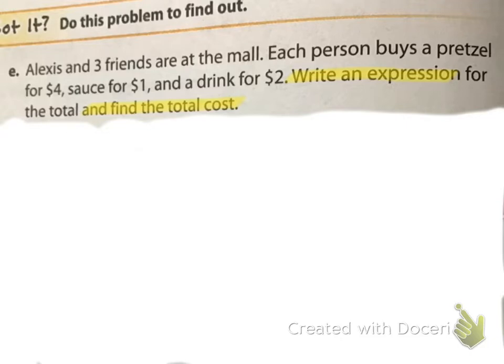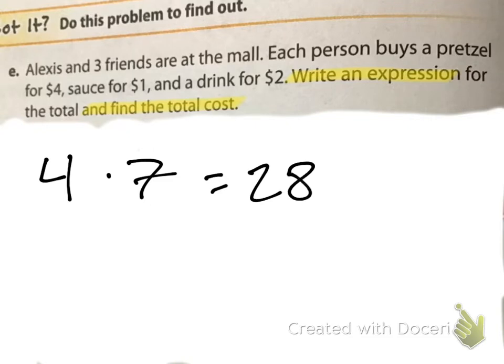Let's think about this. We're going to break it down. We have 4 friends. Each person buys a pretzel for $4, sauce for $1, and a drink for $2. How much did each person spend? How much did they spend, Angelo? $7. And how many people are there? 4 people. So it would be 4 times 7, which is 28.